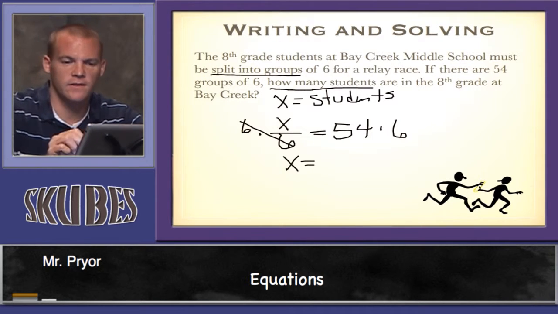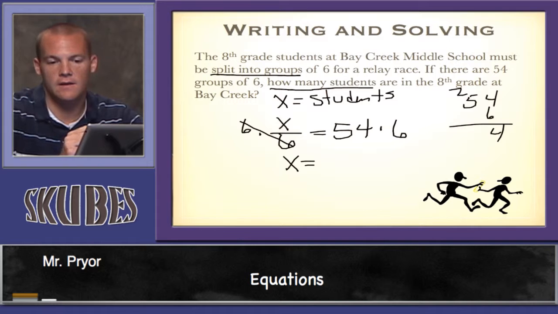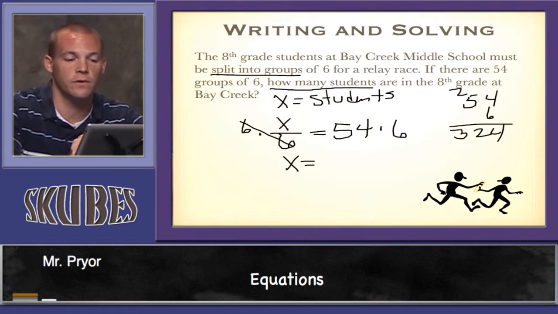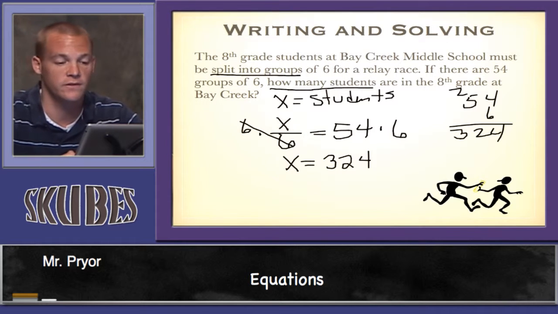And you can see then off to the side, we're going to multiply 54 times 6 to give us our solution. We get 6 times 4 is 24, carry the 2. 6 times 5 is 30, plus the 2 is 32, so 324. So 324 students that we divided up into 54 equal groups of 6.